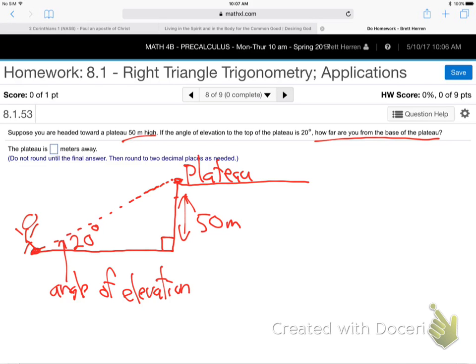Yeah, so they want to know this x here, or call it d for distance, or whatever you want to call it. They want to know how far we are. So if you're looking off in the distance at a plateau and you know it's a 50 meter tall hill, and the angle is 20 degrees.